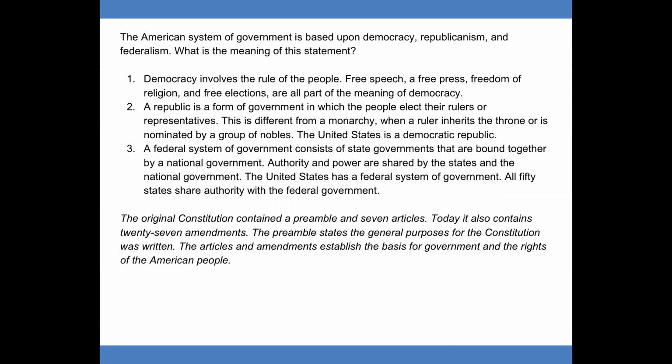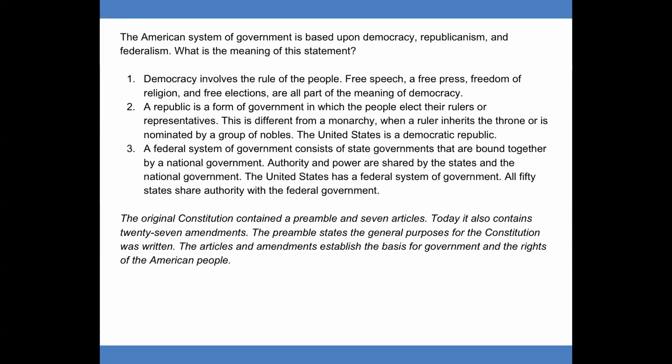A federal system of government consists of state governments that are bound together by a national government. Authority and power are shared by the states and the national government. The United States has a federal system of government. All 50 states share authority with the federal government.